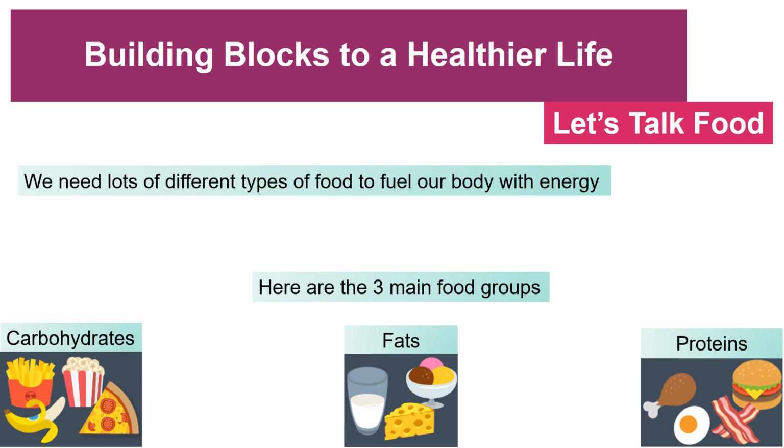Finally, protein. So the human body is made up of protein, so we need to make sure that we eat good sources of protein to support growth and repair. Meat, fish, eggs, nuts, beans, lentils and veggie meat replacements such as corn and tofu are all sources of protein.